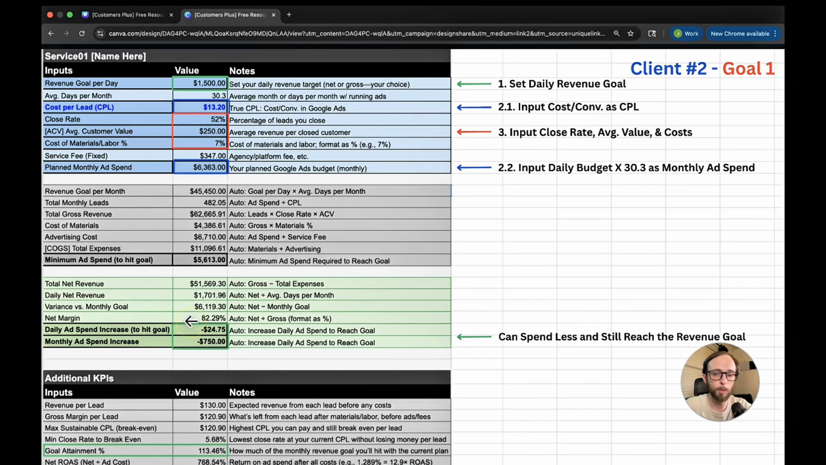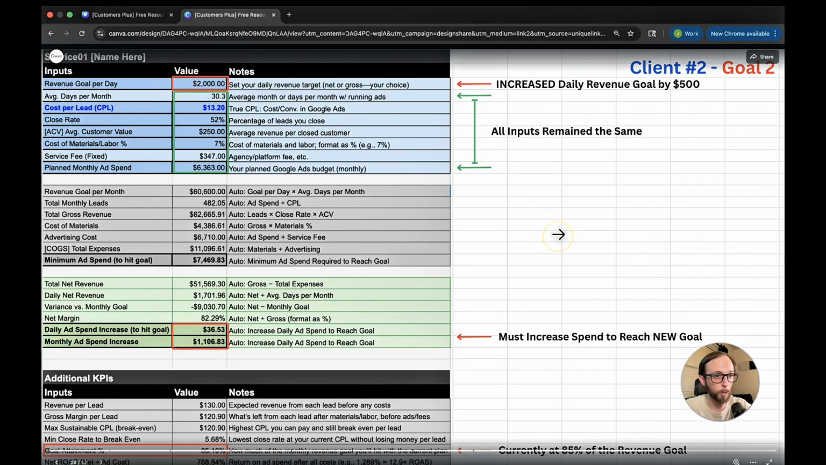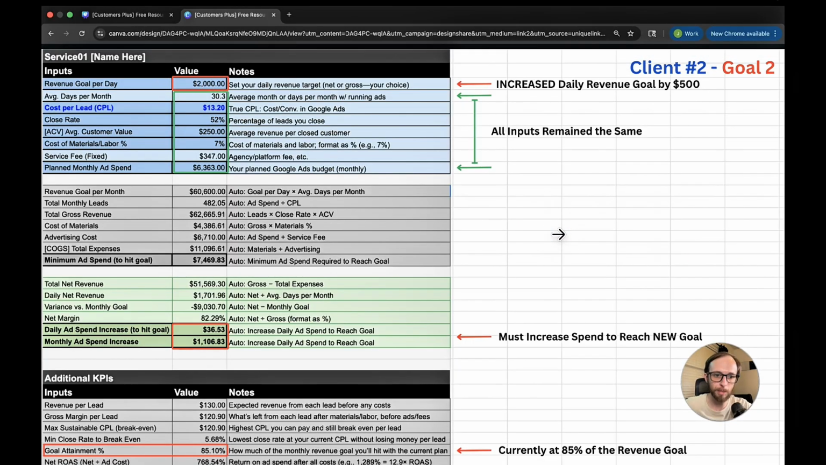So you could go one of two ways here, right? You could scale back ad spend because your goal is already being met, but that's kind of illogical, right? Most people are just going to increase their goal. So that's exactly what we did. With this client, we went from $1,500 to $2,000. That is now the new goal for us to reach. It was amazing to see that the client's initial goal was already being met. So we increased our goal to $2,000.